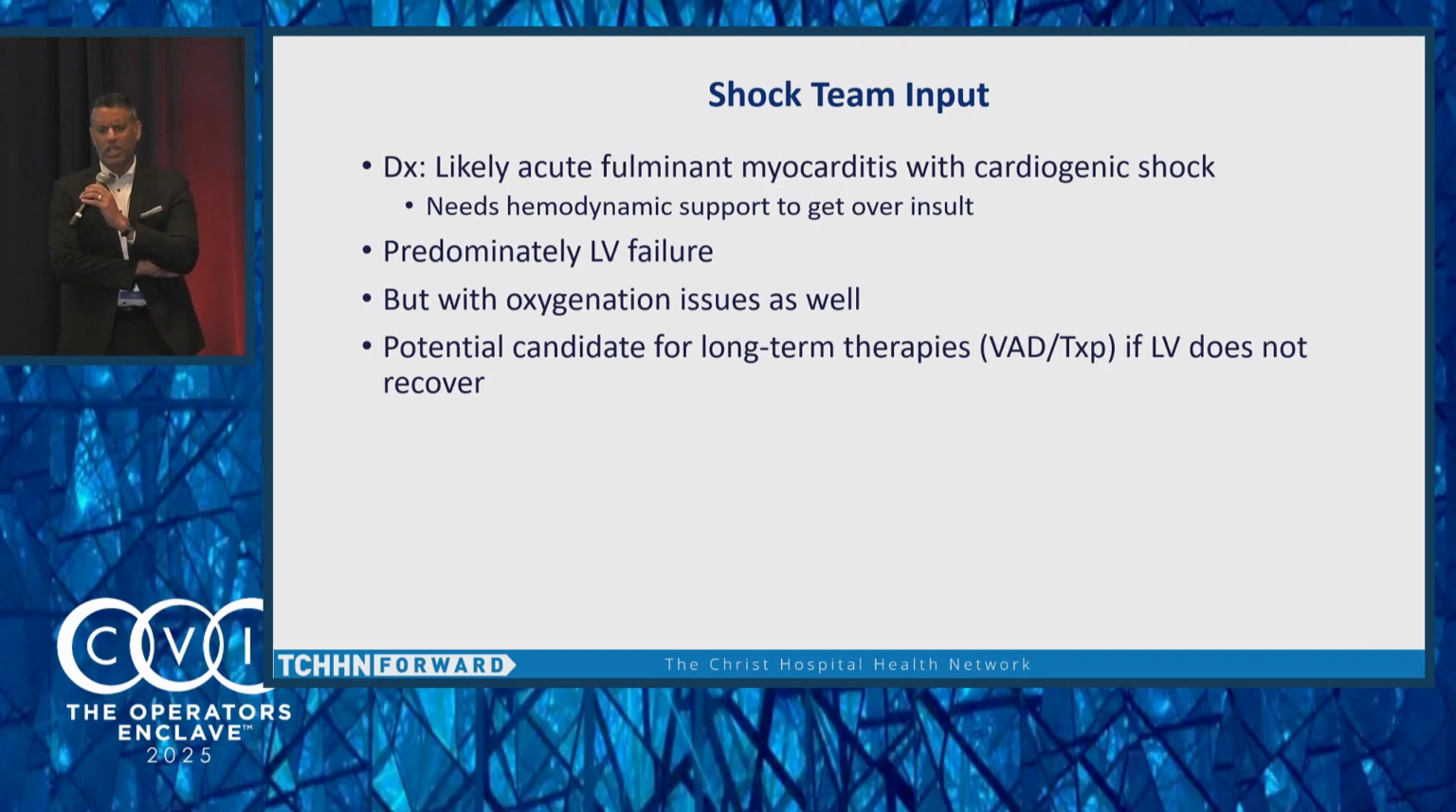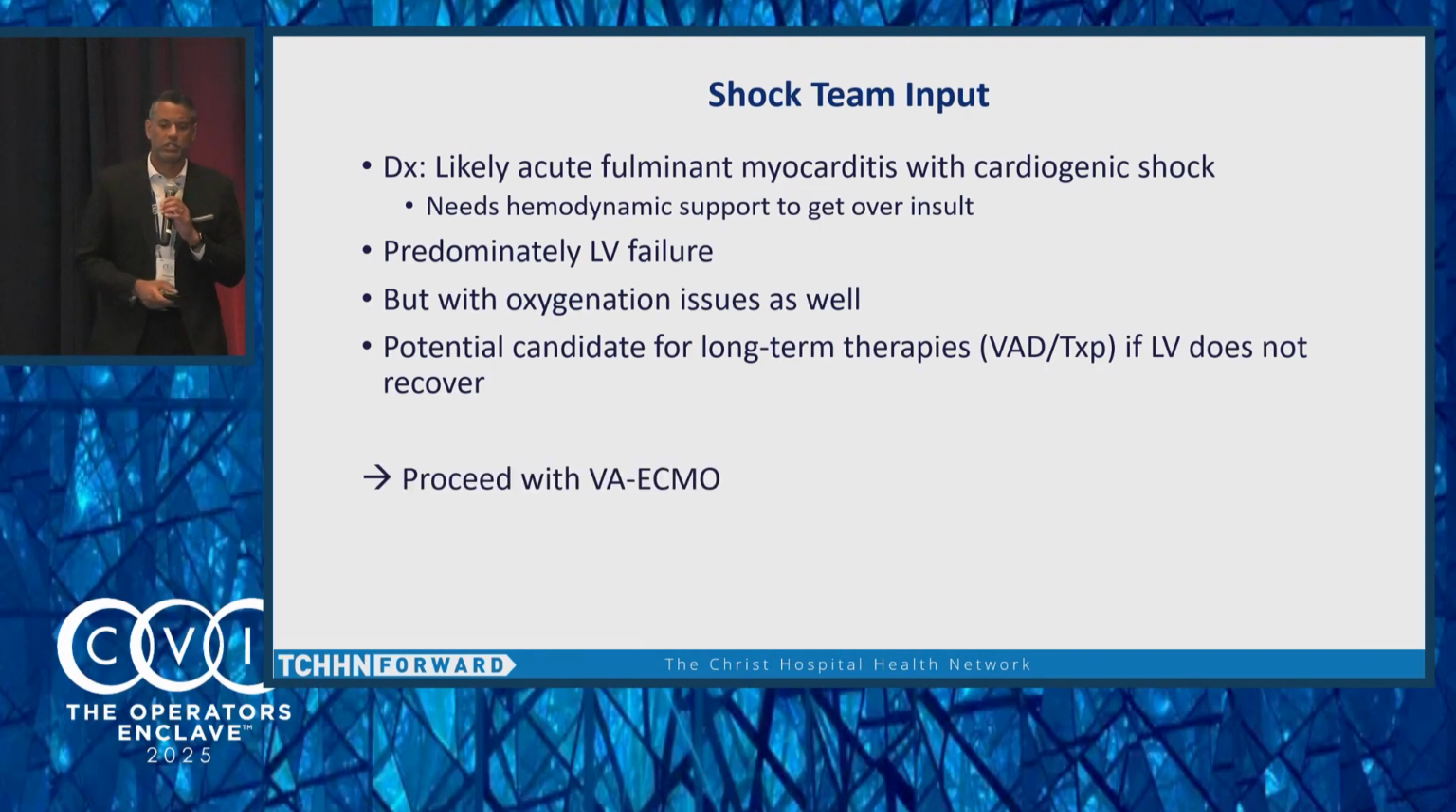And given the history, we were banking a little bit on an acute fulminant myocarditis picture as what might be happening. So we thought this patient could be a candidate for more durable support options, be it an LVAD or a transplant if we didn't get full recovery, but obviously needs something more acutely. And so the decision was made to proceed with VA-ECMO at that time.